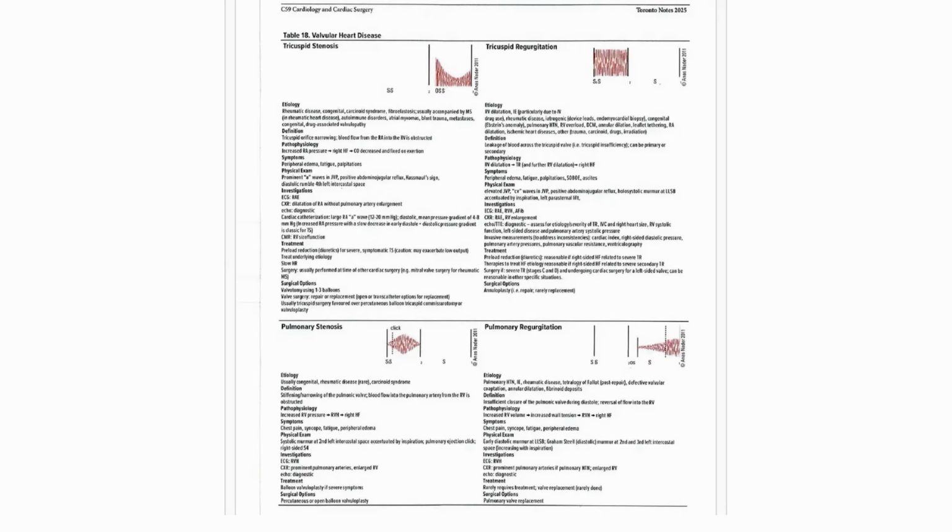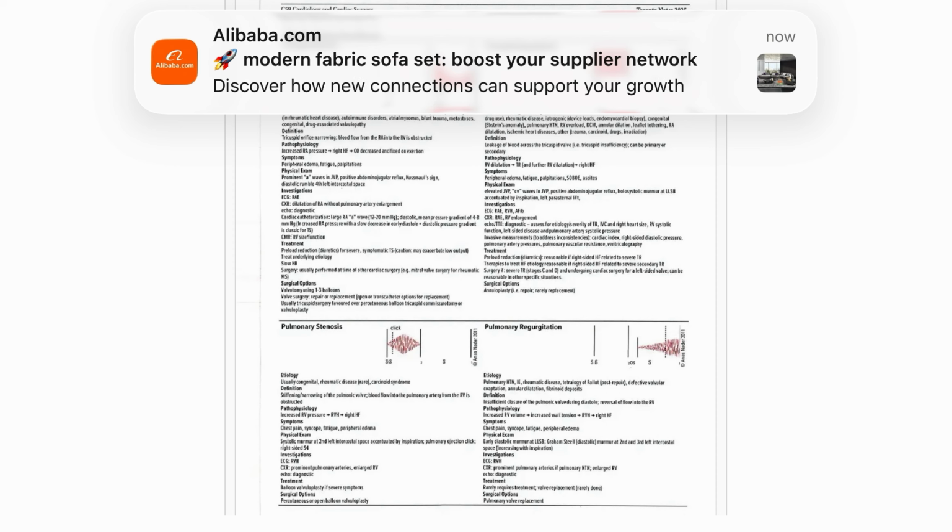Treatment. Most patients require only treatment of the underlying condition. Valve replacement is rarely necessary but may be indicated in severe symptomatic disease with progressive right ventricular dysfunction. Surgical option. The definitive surgical treatment is pulmonary valve replacement.